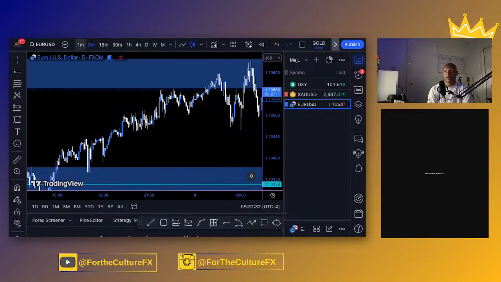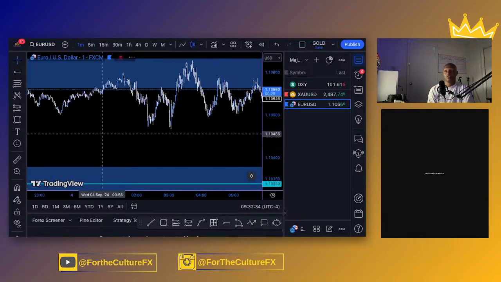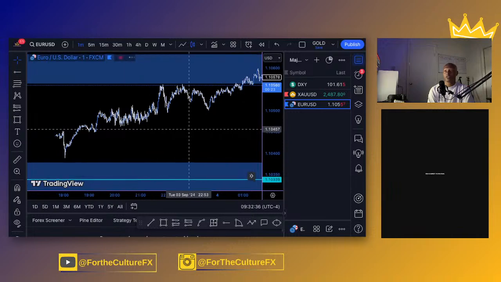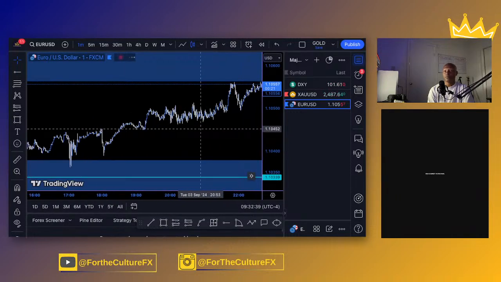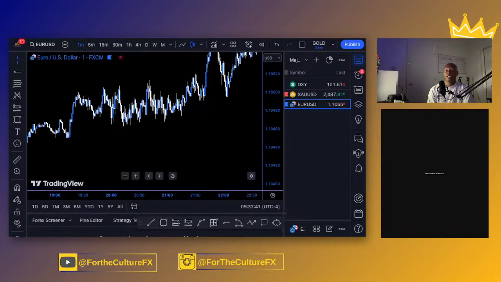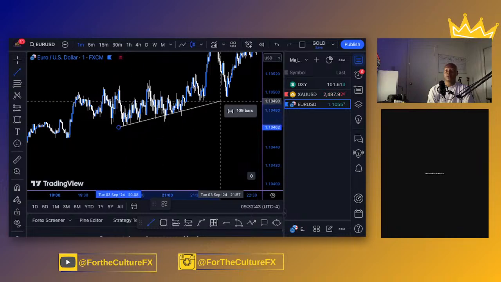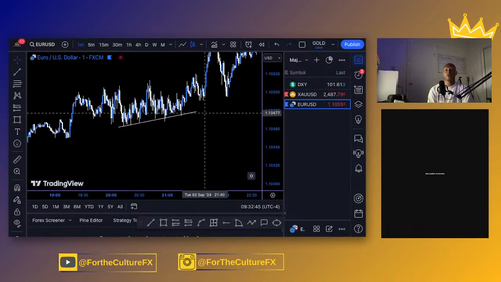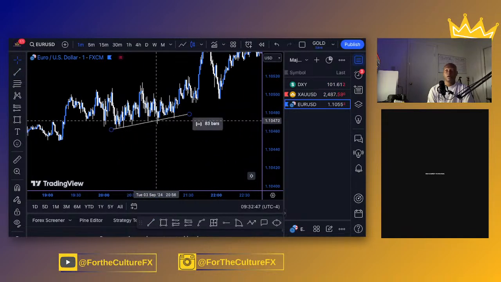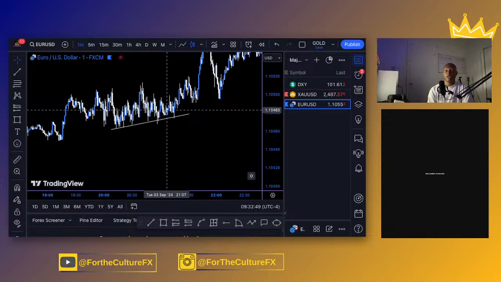So you can see that even though it's a slow and low structure, price is creating higher highs and higher lows. And this would be where 9 o'clock started, here. So this is when I'm looking at the chart to trade.